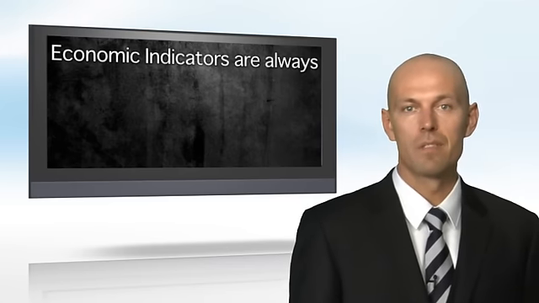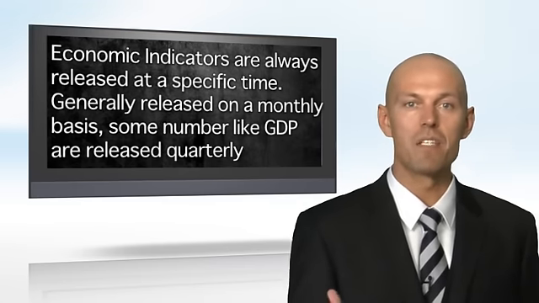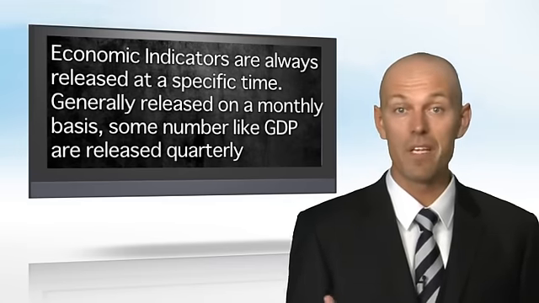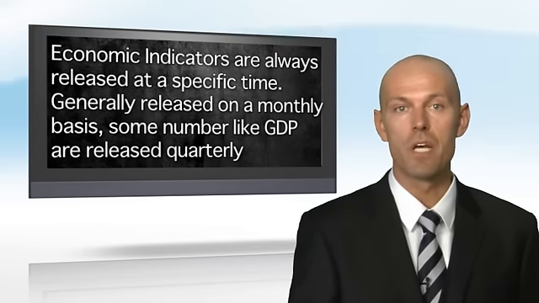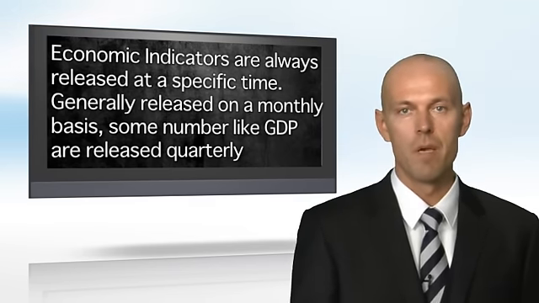Economic indicators occur in a steady stream throughout the trading week. In the regulated market environments, they are always released at a specified time during the trading day. Economic data is generally released on a monthly basis, although some numbers like GDP numbers are released on a quarterly basis. But all economic indicators are released in pairs.